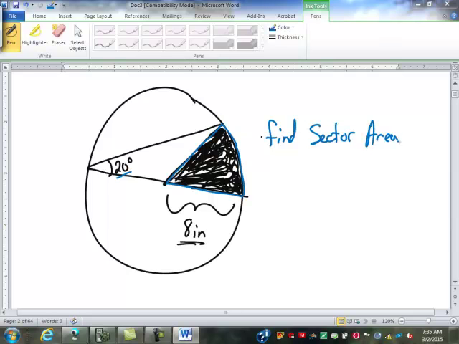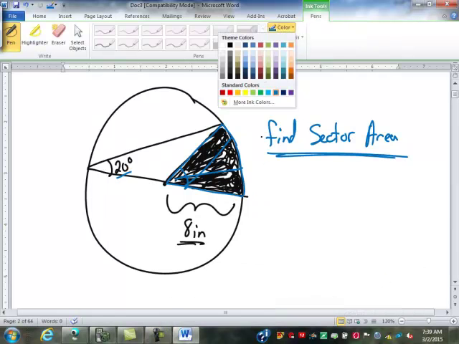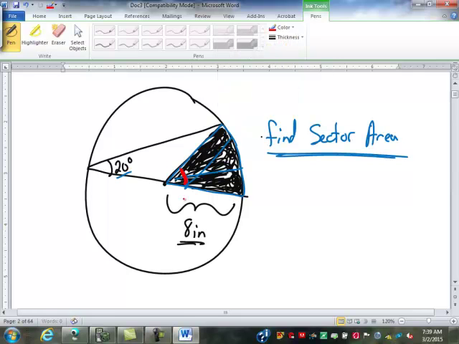Now this might take a second. We can discuss it amongst each other a little bit if you want to. Remember, there's two pieces of information you need. You need the area of the whole circle, and you need the central angle. Now I'm going to pause this and first step, what's the central angle have to be?